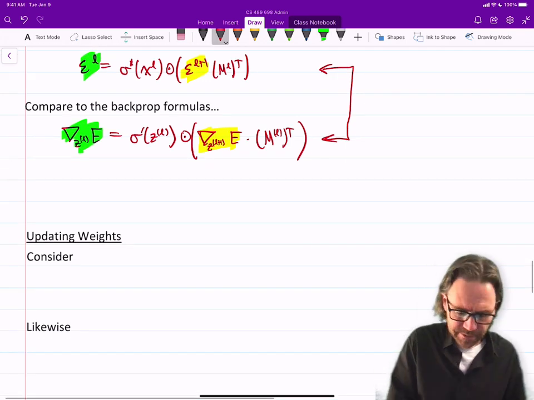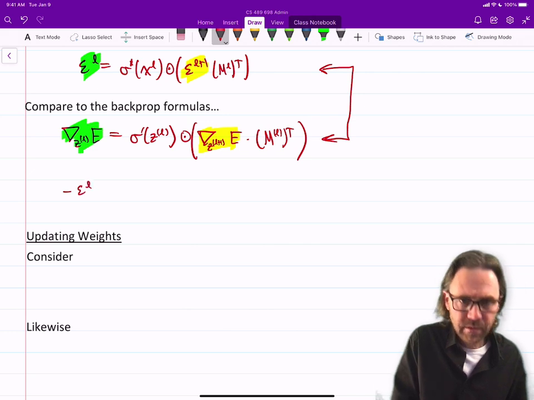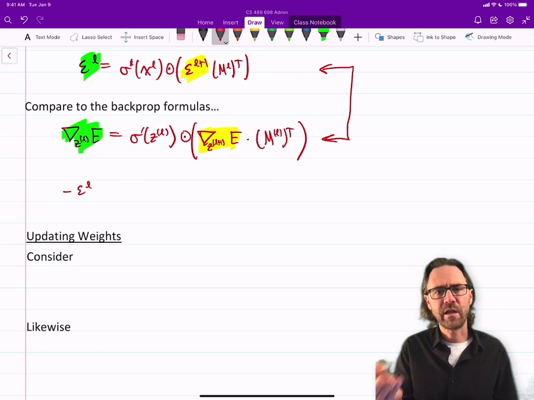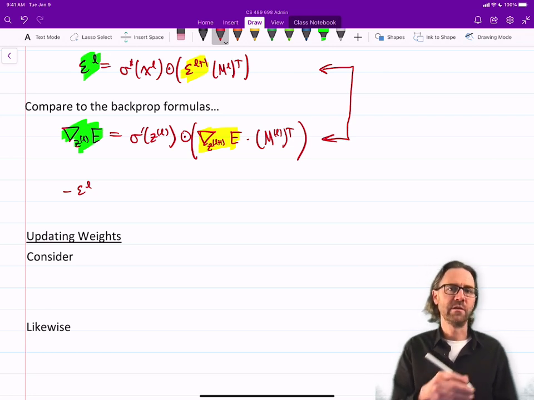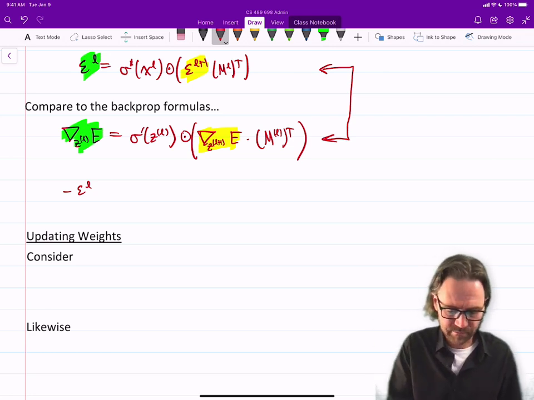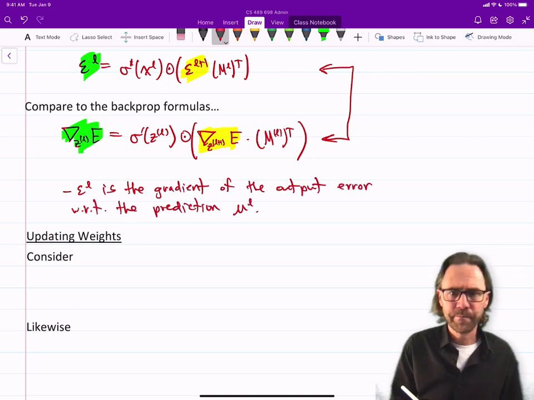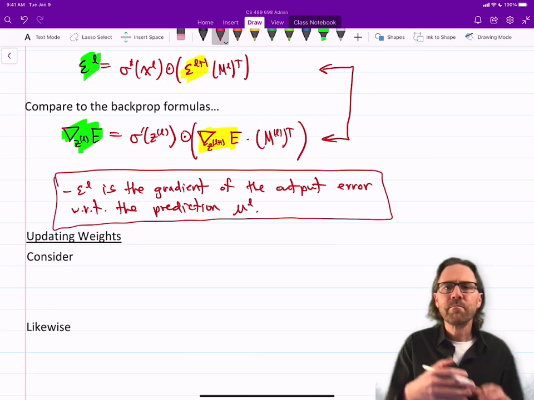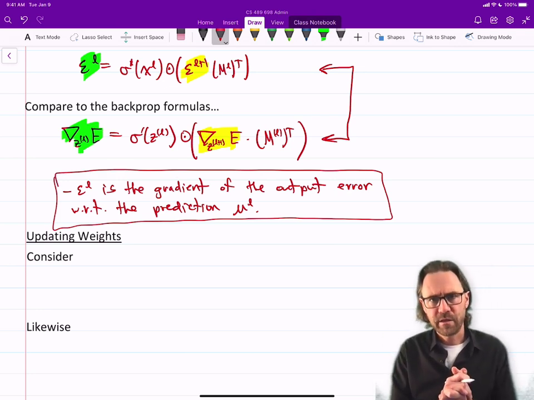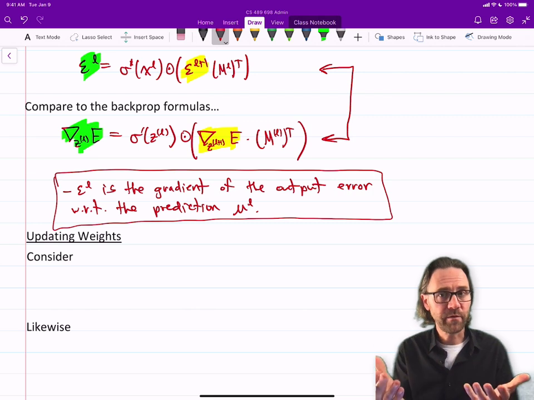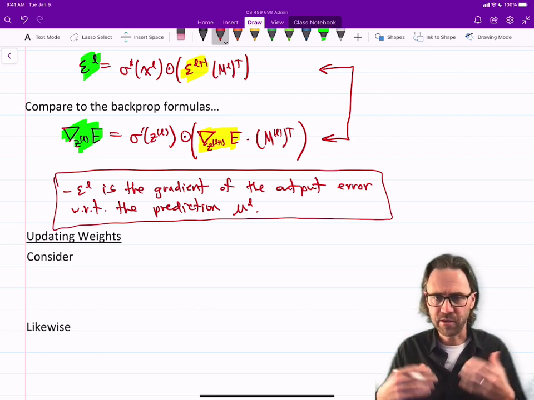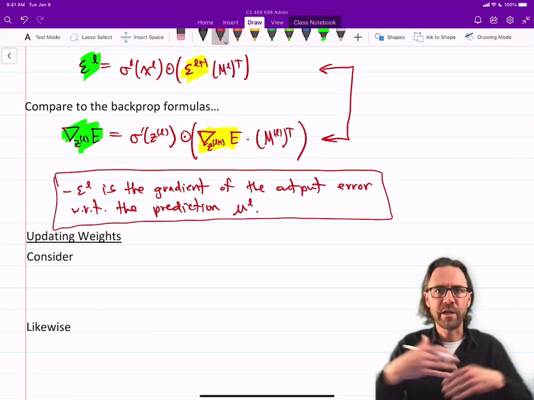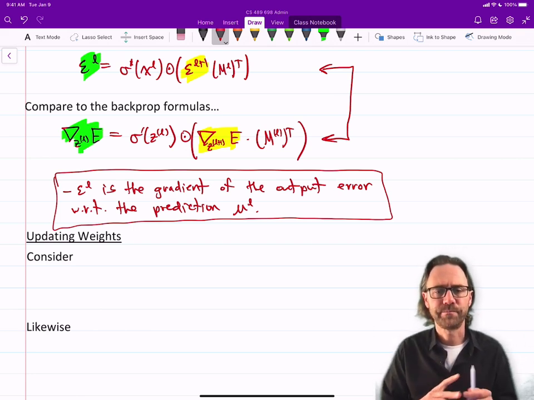So negative epsilon L is the gradient of the output error with respect to the prediction going into layer L. So this shows that gradient descent on that Hopfield function is equivalent to backpropagation. And the reason we can get that link is because we're running the network to equilibrium, which allows the gradients to permeate through the network.